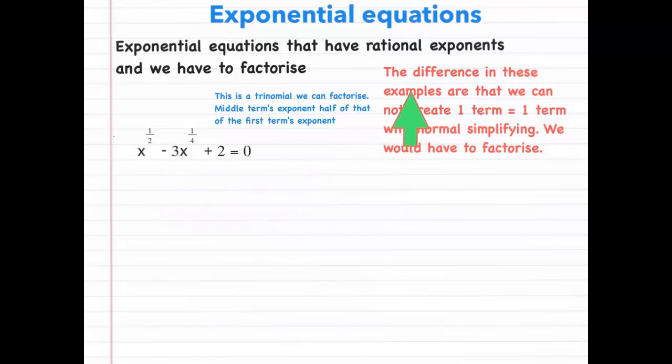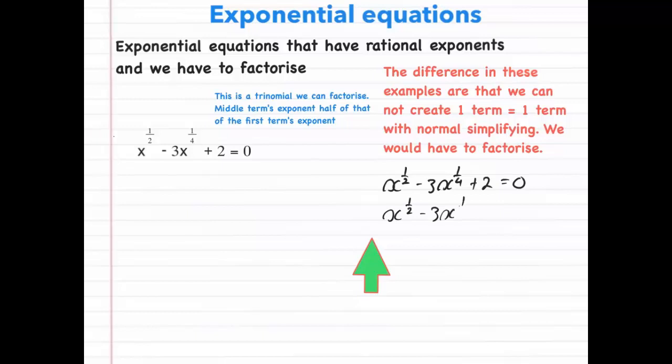Now, the difference in these examples that I'm doing today is that we cannot create one term equals one term with normal simplifying. We would have to factorize. Okay, so just to show you quickly, if I have x to the power of a half minus 3x to the power of a quarter plus 2 equals 0, and I move the constant term, I will still end up with a minus 2 on the other side. So this is what it will look like.